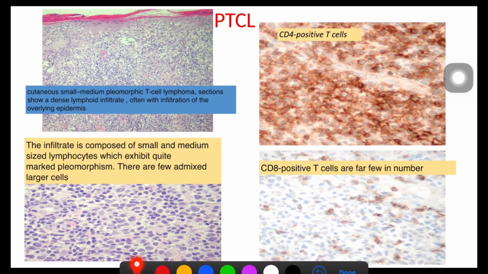In histological section, this is the cutaneous T-cell lymphoma of small medium pleomorphic type, where you can find these malignant lymphoid cells infiltrating. This is the section from the skin. So the overlying epidermis is also infiltrated by these malignant cells. So these are the pleomorphic cells, and some of the cells are large in size, and these are classically CD4 positive T cells, and CD8 positive cells are few in number, right?